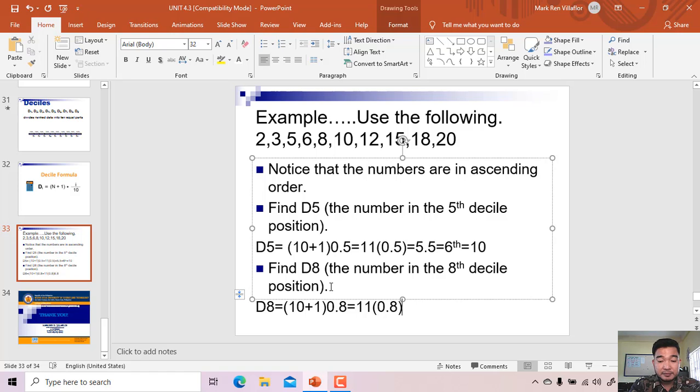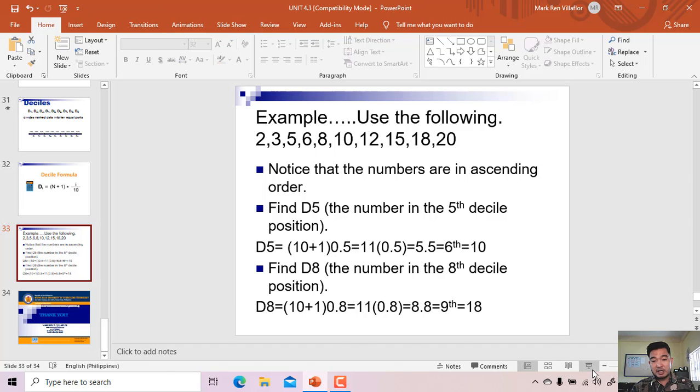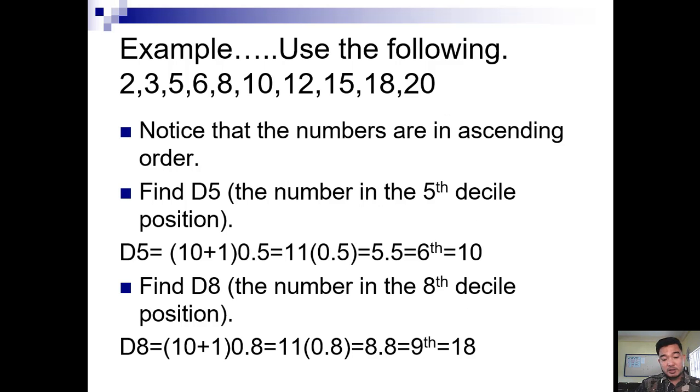Then, anong gagawin natin sa 8.8? We round it off. So, that will become 9. And what is the 9th score here? We count 1, 2, 3, 4, 5, 6, 7, 8, 9. So, the answer is 18. 8th decile is 18. So, that is how we solve for the decile of the set of scores.